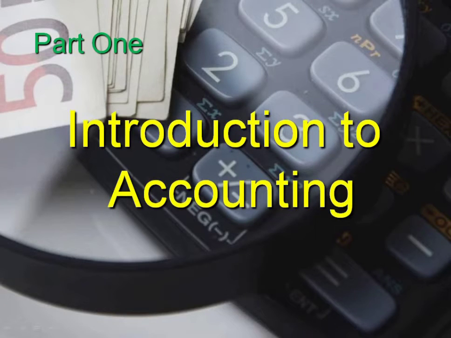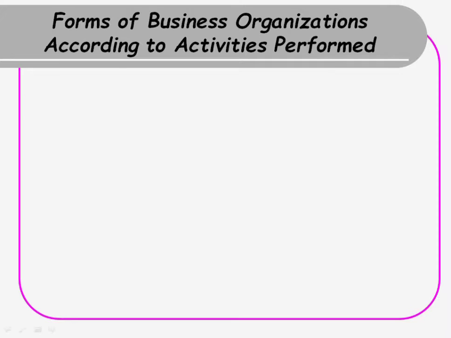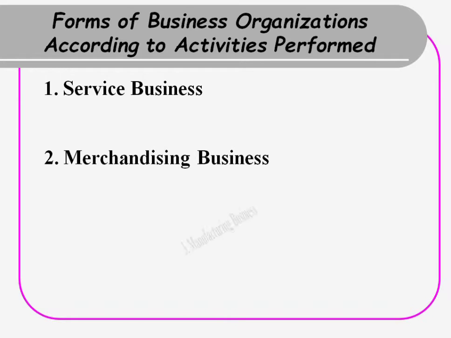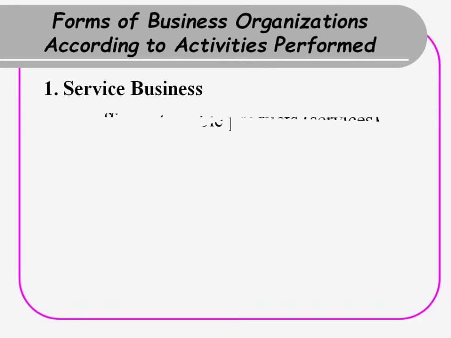There are three major types of business operations or forms of business organizations according to the activities they perform: service business, merchandising business, and manufacturing business. A service provider offers intangible products for a fee to clients or customers. In contrast with tangible goods, intangible products do not have a physical nature. They cannot be seen or touched.